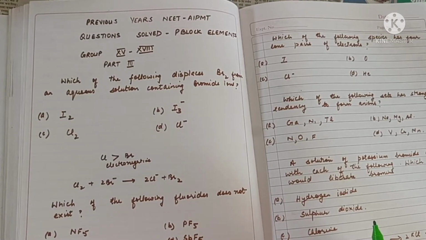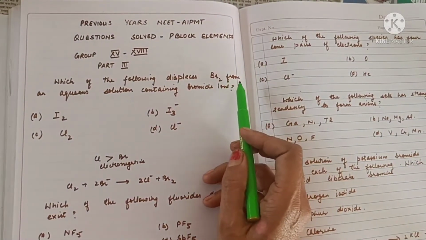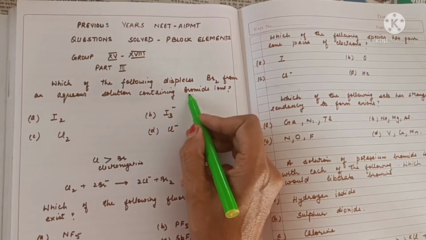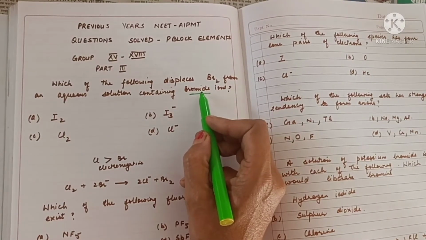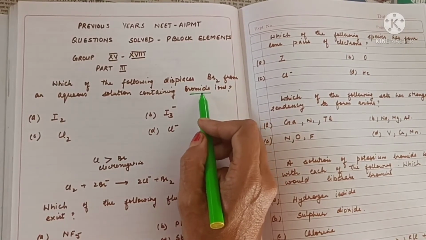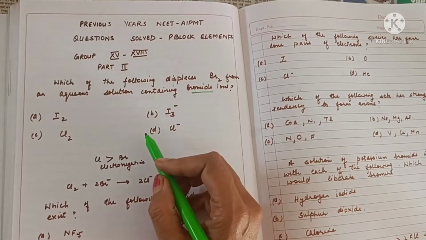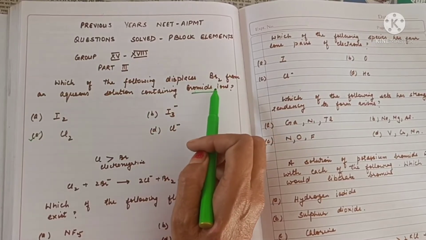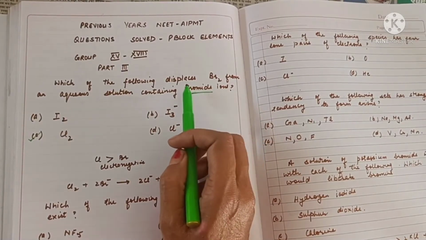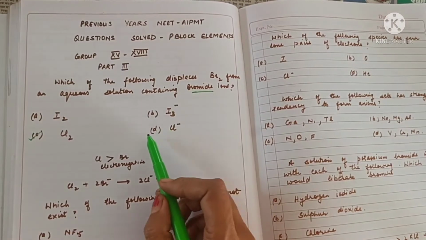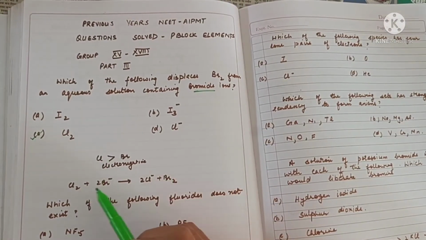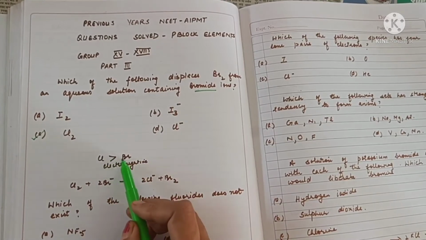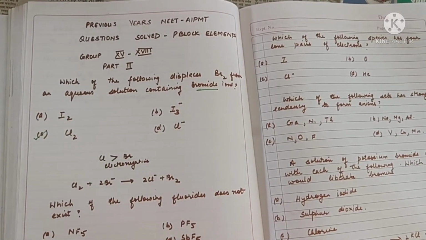Which of the following displaces bromine from an aqueous solution containing bromide ions? So the substance which is more reactive than bromine, chlorine, will replace bromine, displace bromine from bromide ions. The reaction will be chlorine plus bromide ions gives chloride plus bromine. Chlorine is more electronegative than bromine.